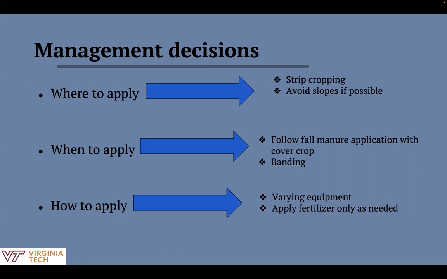When determining where fertilizer should be applied, it is always best to avoid slopes if possible to help avoid an easy opportunity for runoff. Determining when to apply fertilizers, it is best to follow a manure spread with the planting of a cover crop to help root in the fertilizer. Once again, preventing runoff. Finally, how to apply fertilizer is heavily determined by the type of crop and type of equipment one owns. It is best to only apply fertilizer as needed to help combat over-fertilization, runoff, environmental pollution, and eutrophication.